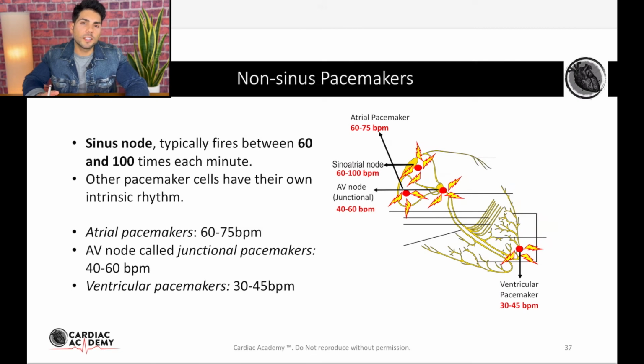All right, my friends, let's finish up strong by discussing the different non-sinus pacemakers. So as we were saying, in our heart, we have different cells with their own intrinsic pacemaking activity. Normally, the fastest one to depolarize is the SA node and is the one that drives the heart rate. So the SA node has an intrinsic heart rate of 60 to 100 beats per minute. However, if there's a sinus arrest, then the second fastest is going to spring into action. The second fastest are the atrial pacemakers, and the atrial pacemakers have an intrinsic heart rate of 60 to 75 beats per minute.